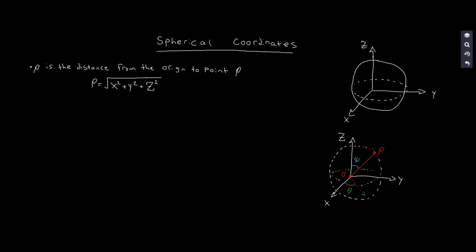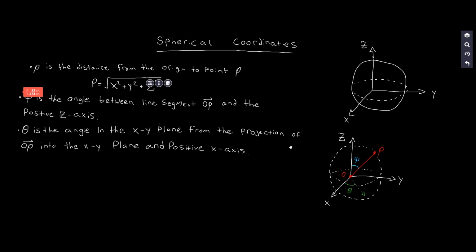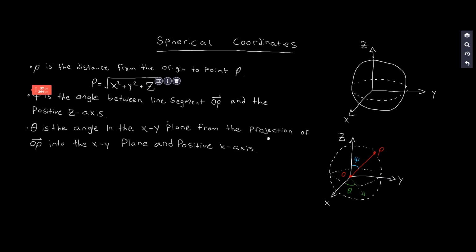Now, another assertion that I can make about this is as follows. That is psi, shown in blue here, is the angle between the line segment O, Rho and the positive z-axis. I've got one more statement here. For theta, it's the angle in the xy plane from the projection of line segment O, Rho into the xy plane and the positive x-axis, as seen in green here. So let me see here. I'm just going to move some stuff around just a bit.